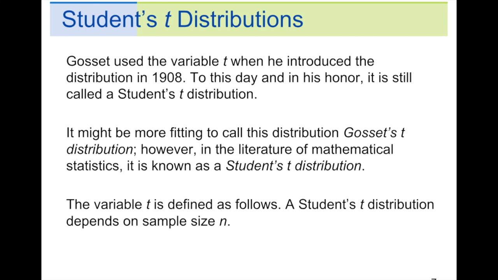Gossett used the variable t when he introduced the distribution in 1908. To this day, and in his honor, it is still called a student's t-distribution. It might be more fitting to call this distribution Gossett's t-distribution. However, in the literature of mathematical statistics, it is known as a student's t-distribution. The variable t is defined as follows. A student's t-distribution depends on sample size n.